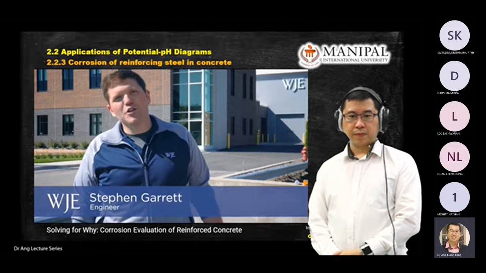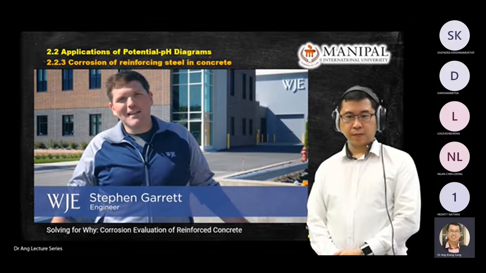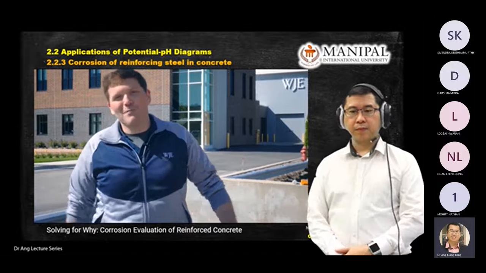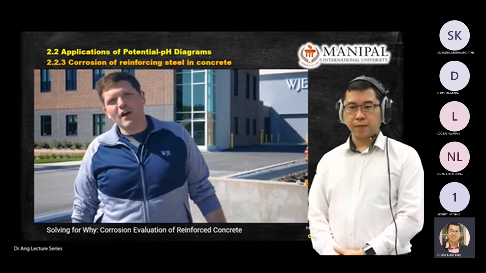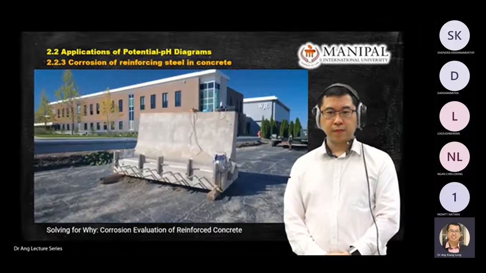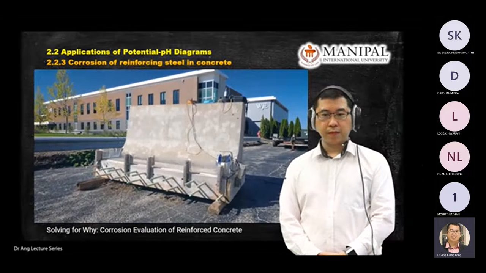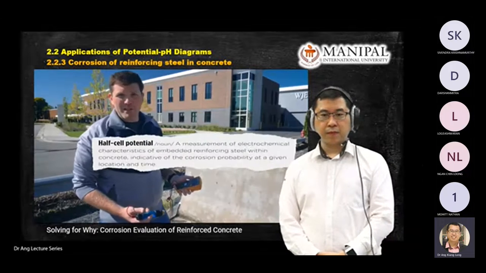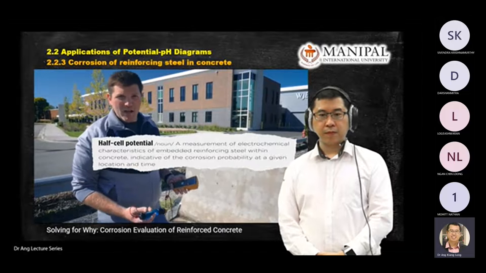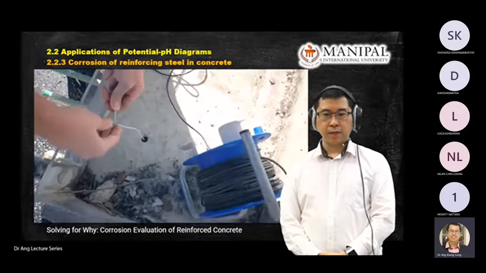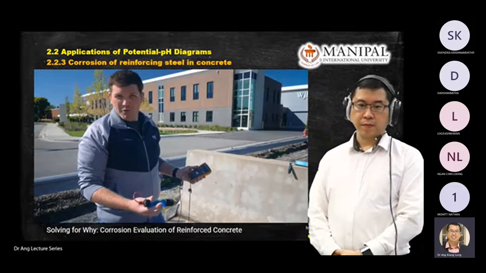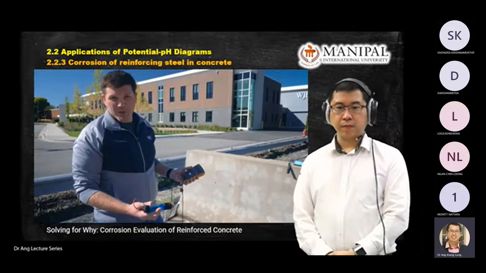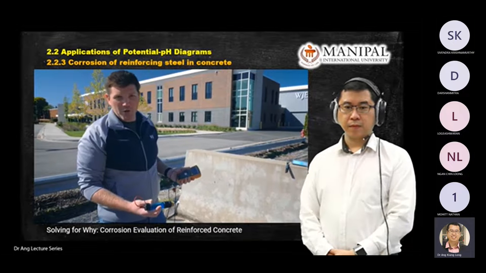Hi, I'm Stephen Garrett, an engineer in the Janie Technical Center. We're outside on this beautiful sunny day, a little windy, but otherwise pretty nice. I'm going to show you three assessment methods we have for corrosion evaluation of reinforced concrete structures. The first method we're going to demonstrate is half-cell potential testing. In this method, we make an electrical connection to our embedded reinforcing steel, and then using a voltmeter and a copper sulfate electrode, we'll take potential measurements across the surface of the reinforced concrete structure.